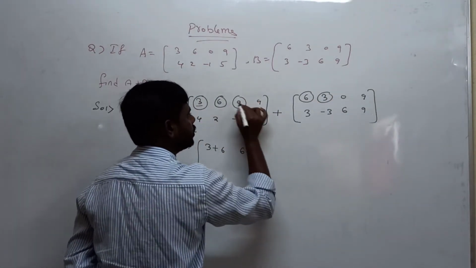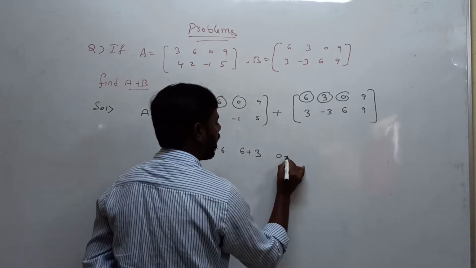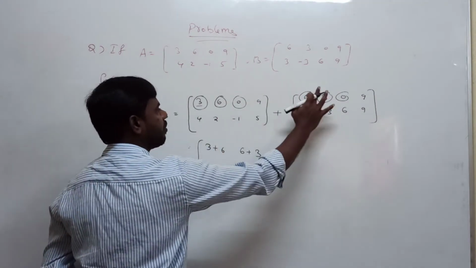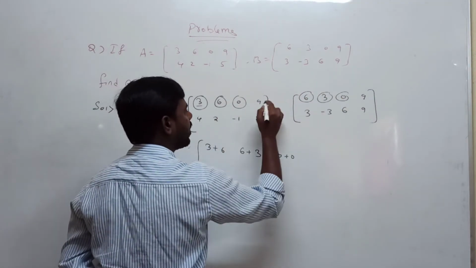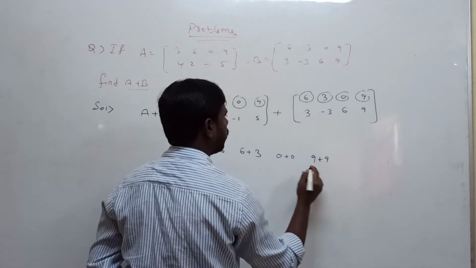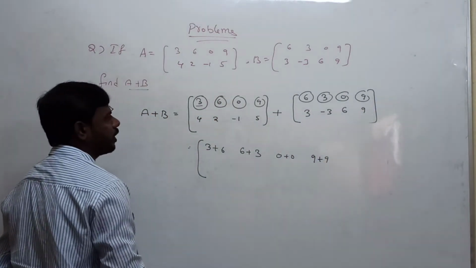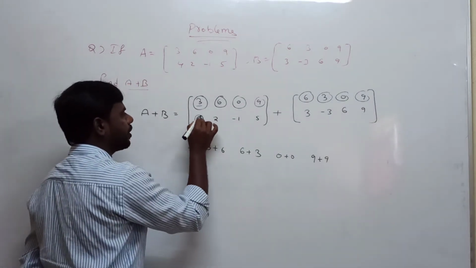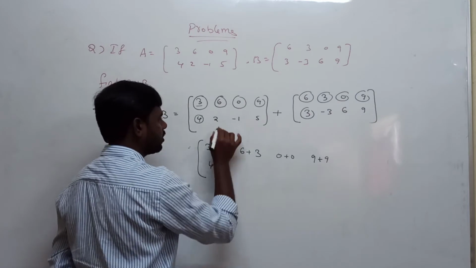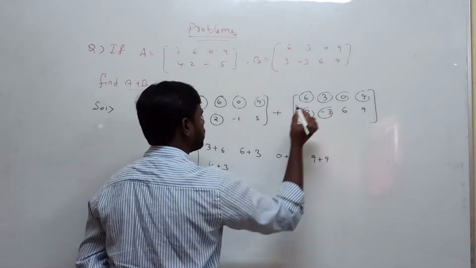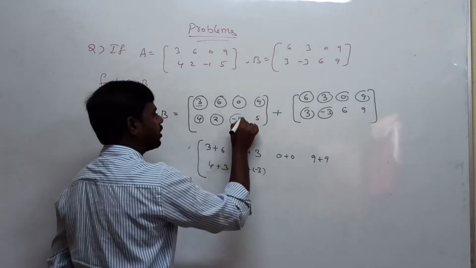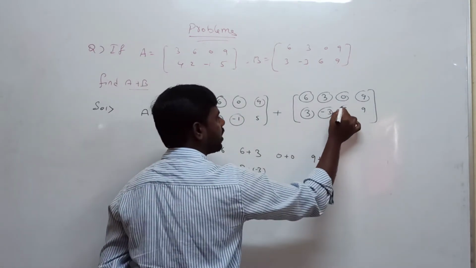Next 0 plus 0. We are adding corresponding elements: first element plus first element, second plus second, third plus third, fourth plus fourth. That is only the first row. Next is the second row. Second row first place: 4 plus 3. Second place plus second place: 2 plus (-3). Next, second row third place: -1 plus 6.